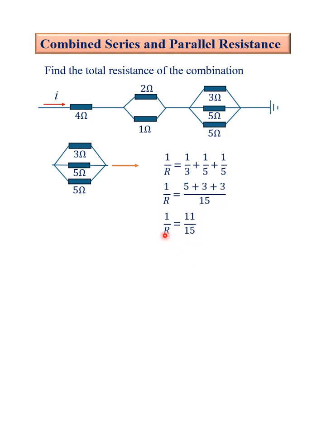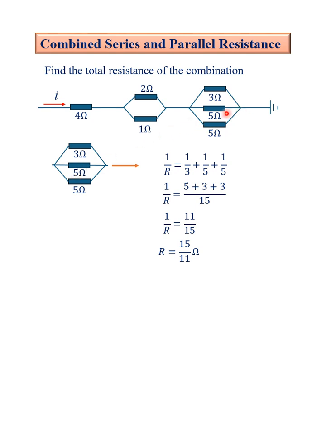To obtain R, we simply invert this. As we invert the left-hand side, we definitely invert the right-hand side as well. So that R is equal to 15 over 11 ohms. So this is the total resistance of this set of parallel combination.